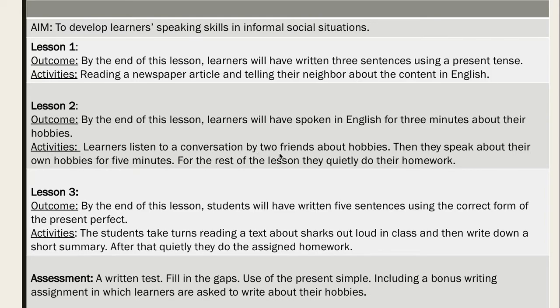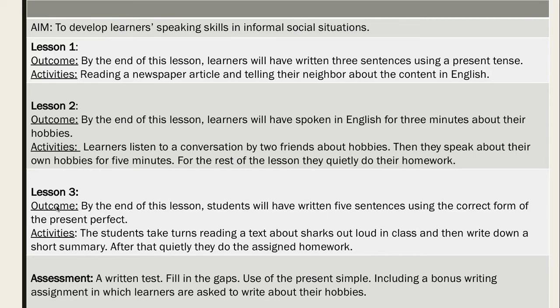Learners listen to a conversation by two friends about hobbies. They then speak about their own hobbies for 5 minutes. For the rest of the lesson, they quietly do their homework. Well, wait, our outcome here was that they would speak for 3 minutes, and now we've got them speaking for 5. Okay. And why would you have them quietly doing their homework when you could be having them work toward the assessment goal, right?